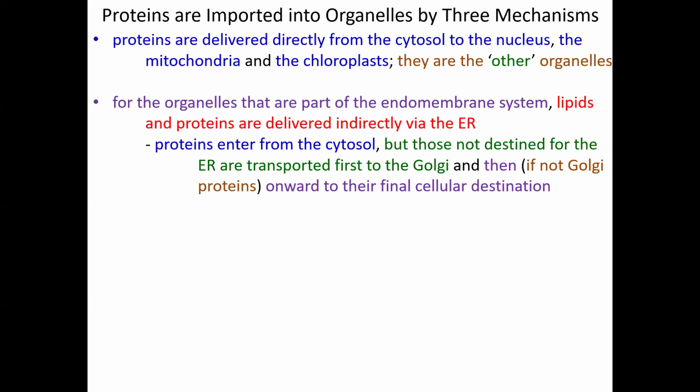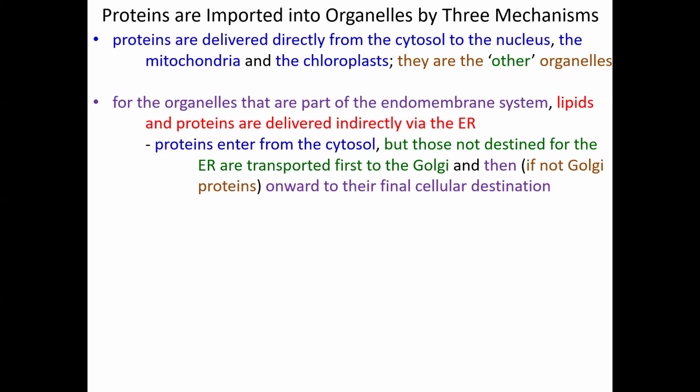Proteins enter the ER from the cytosol. In fact, proteins are made and threaded directly into the ER. Those not destined to exist and do their job in the ER are then going to be shipped to the Golgi for further processing. If the protein is meant to be a Golgi protein, then it'll stay in the Golgi. If not, then it's going to be shipped from the Golgi to its final destination.